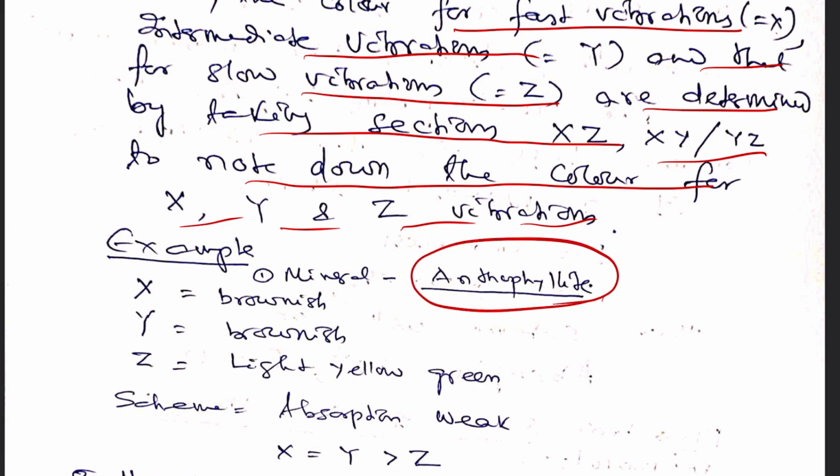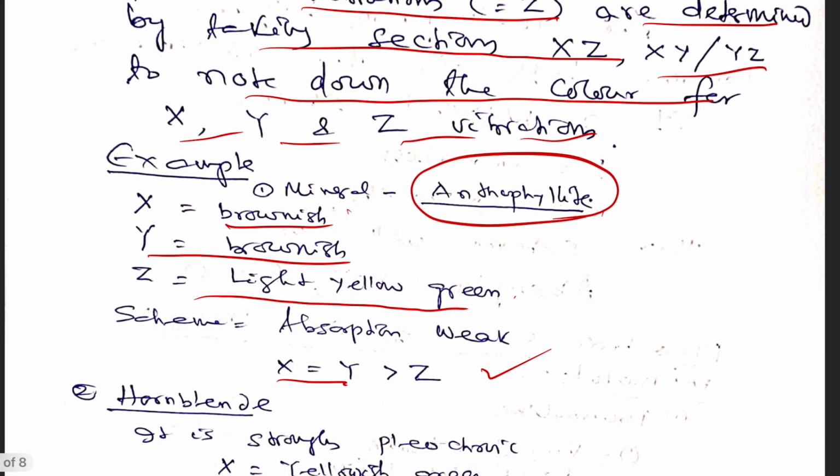Anthophyllite, which is a biaxial mineral. X is brownish, Y brownish, Z light yellow. So X is equal to Y greater than Z. It is deeper than this. So X is equal to Y greater than Z. So this is the absorption formula.